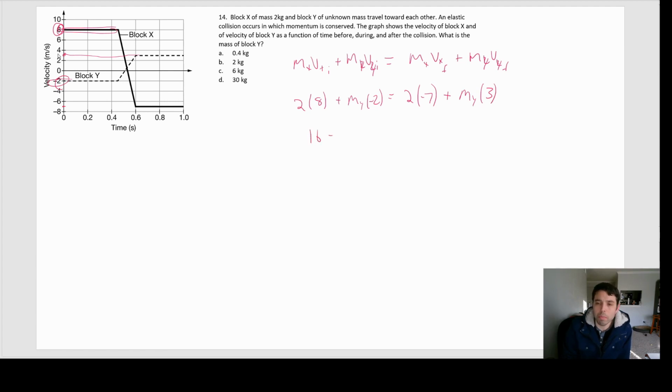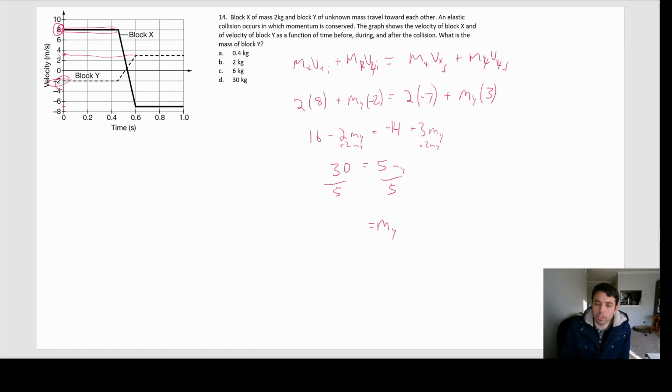Let's simplify things down. We get 16 minus 2my equals negative 14 plus 3my. So let's add 14 to this side, that gets 30. And then let's add 2my to both sides. So 3my plus 2 more my is 5my. Divide by 5.